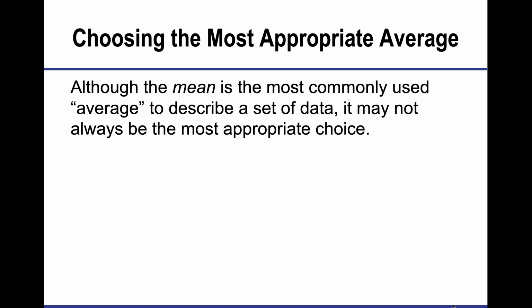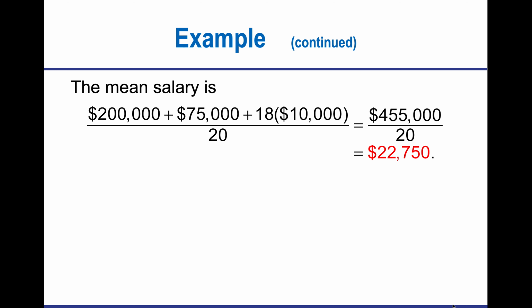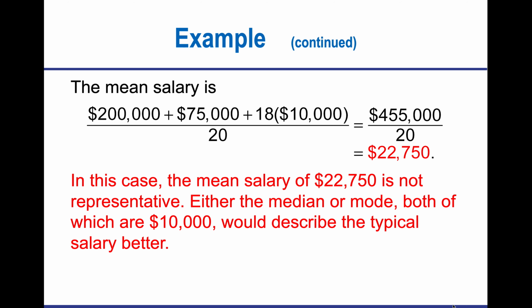Choosing the most appropriate way, typically the mean is going to be the most appropriate unless it's a categorical value. To look at this example, we have a company that employs 20 people, so sample 20 people. It gives me the earnings of the different people. Is the mean the best number to represent that salary? So let me find the mean. Well, once I find the mean, I'm kind of like, I don't know. In this case, the mean is not very representative, right? Either the median or the mode, which would both be 10,000, would better describe what's happening here.